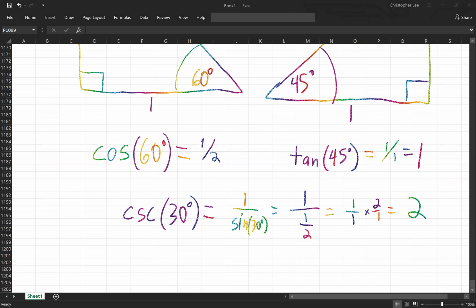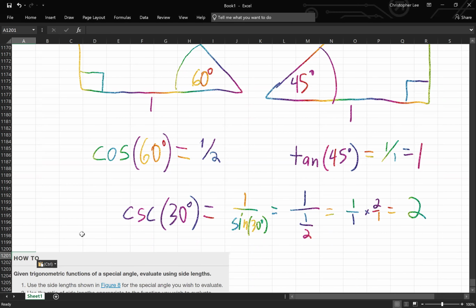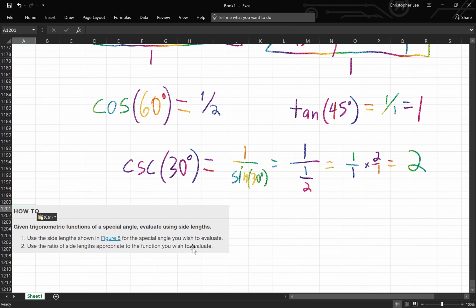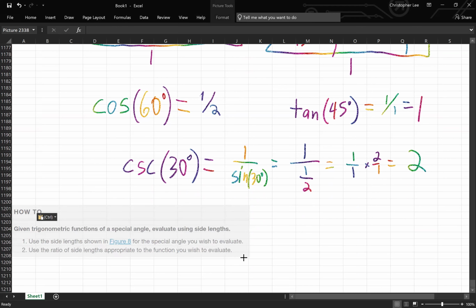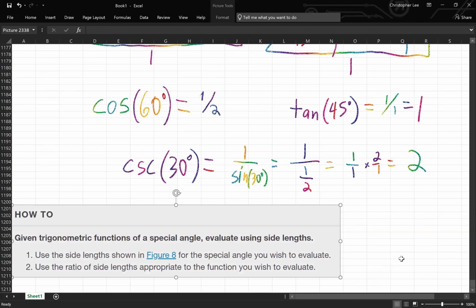So let me do a little how-to real quick. Given the trigonometric functions of a special angle, evaluate them using the side length. Step 1, use the side length shown in the figure for the special angle you wish to evaluate. Step 2, use a ratio of side lengths appropriate to the function you wish to evaluate.